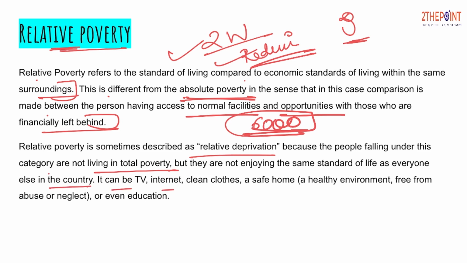It could be TV, internet, clean clothes, a safe home, a healthy environment free from abuse or neglect, or even education. Let's suppose you are studying in a government college or a government school, whereas your friends or people living in your society are going to some private college or private school, or let's suppose they have LEDs in their home and you just have a flat screen TV.